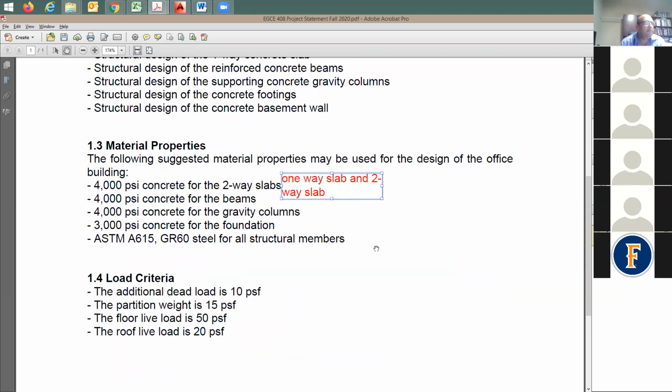All right, it's going to be 4,000. So it looks to me that all concrete members, except for foundations, are going to be 4,000. Only foundations are going to be 3,000. And all steel is grade 60, yield strength of 60 psi, right?